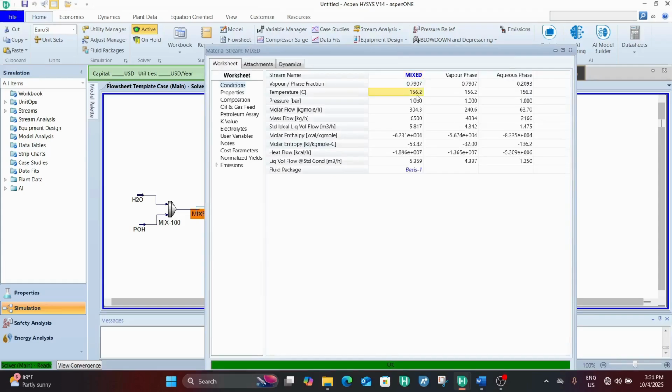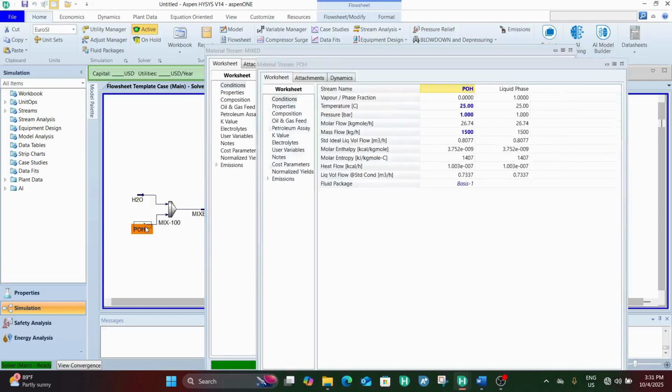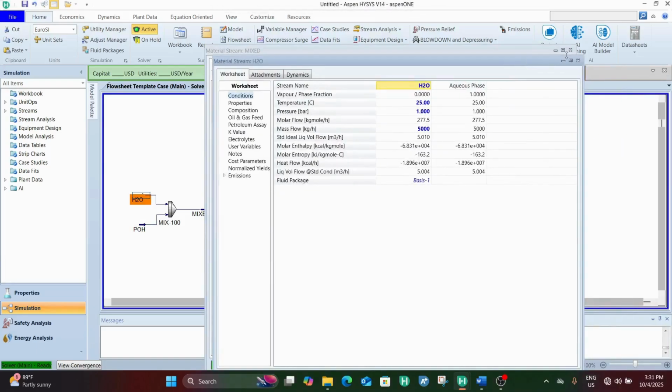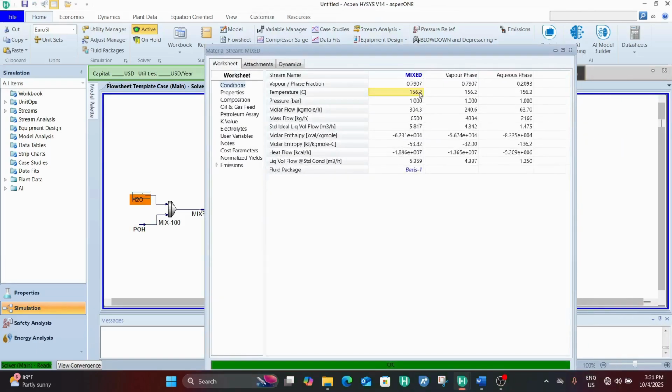All right, as you can see, our vapor fraction, we gained gases, made up of approximately 80% gas and 20% liquid. And what we have here for water, it's completely liquid. The potassium hydroxide is completely liquid. The temperature, 25 Celsius. For water, also 25 Celsius. We have an increment in temperature. Our temperature was raised from 25 Celsius to 156.2 Celsius.